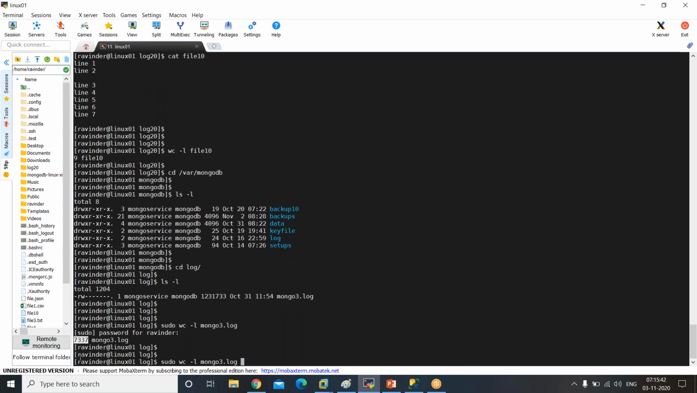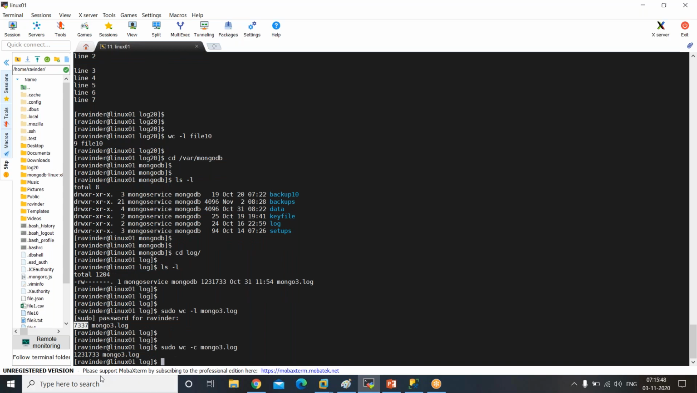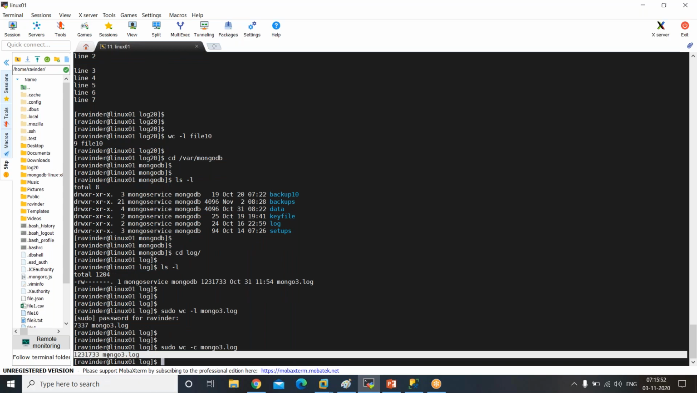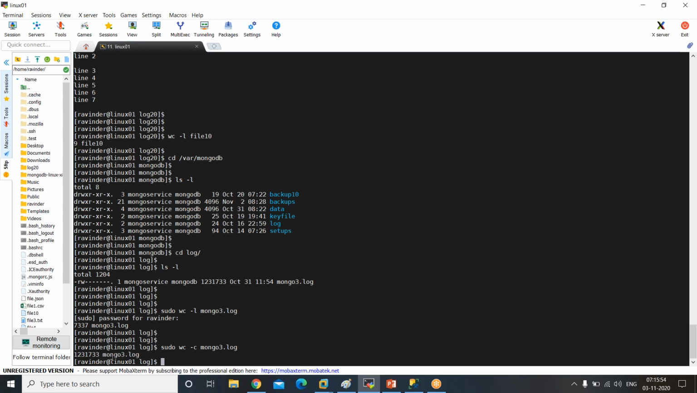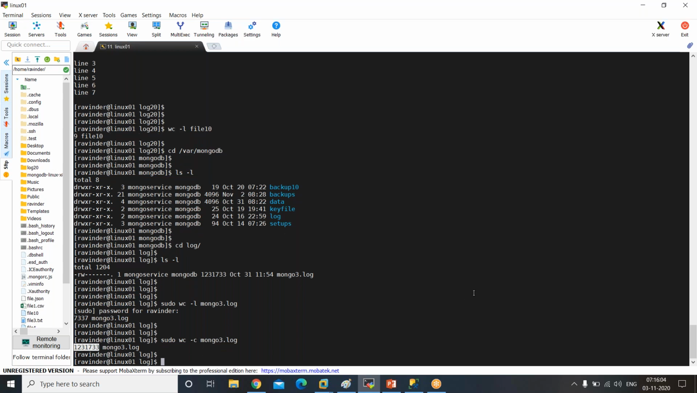If you want to know how many characters there are, characters means letters, how many letters are there, it will tell you that also. This many letters are there. It's a vast number. Letters means, see, Mongo is a 5 letter word. Like that, how many letters are there in the whole file, it will tell you that. How many words are there? Words means each word is a word basically.